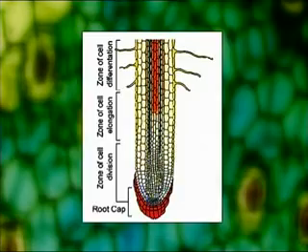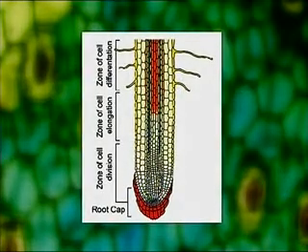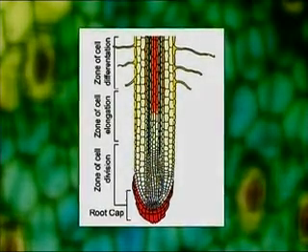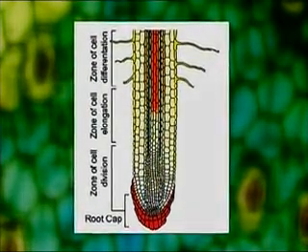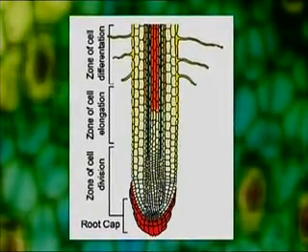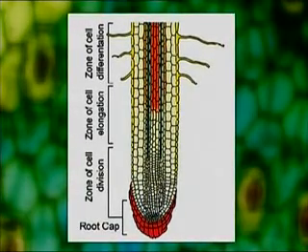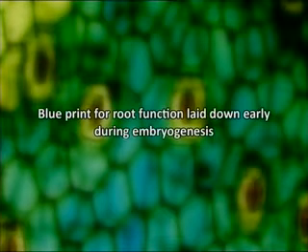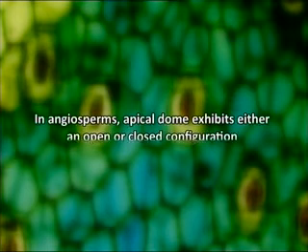Behind the RAM is the root elongation zone, where cells continue to elongate, followed by the differentiation zone, where cells acquire the characteristics of the mature differentiated primary tissue. Hence, the blueprint for root function is laid down remarkably early during embryogenesis. In angiosperms, the apical dome exhibits either an open or closed configuration.